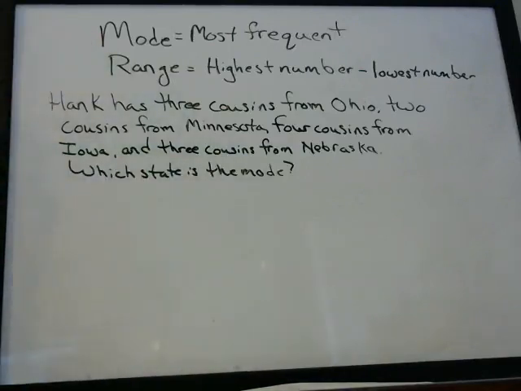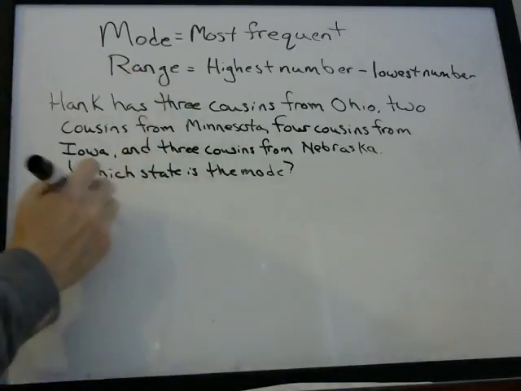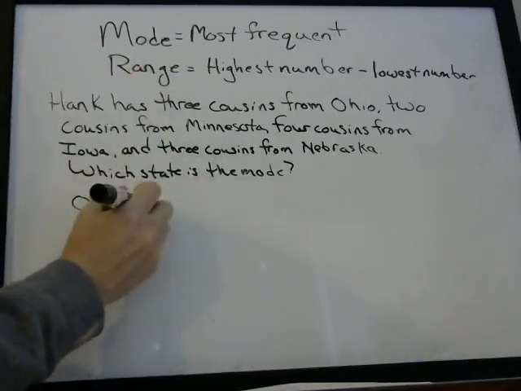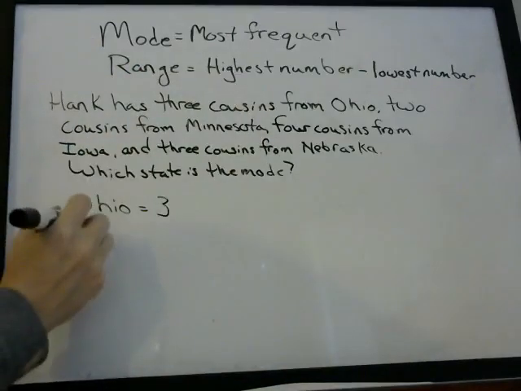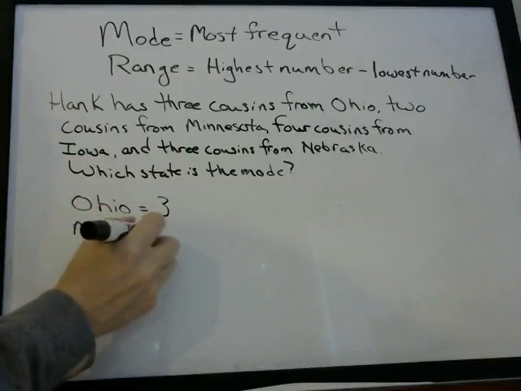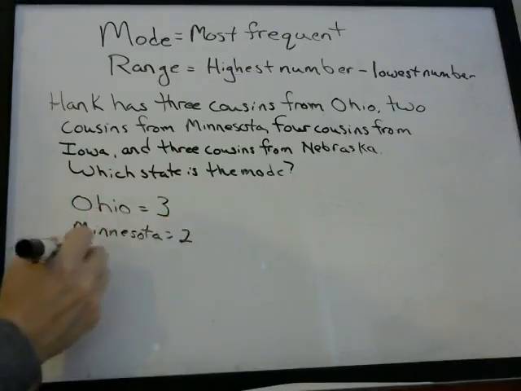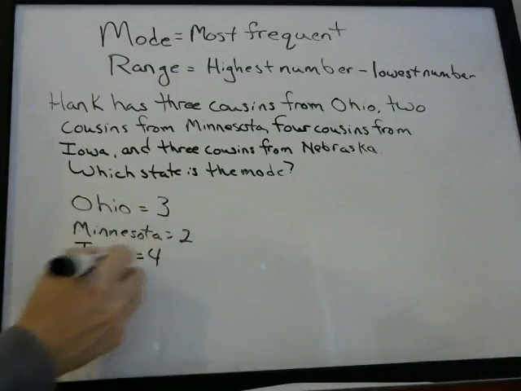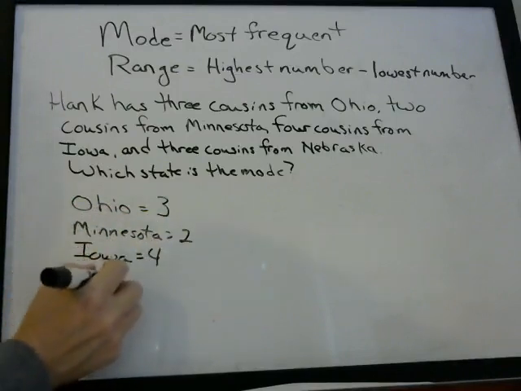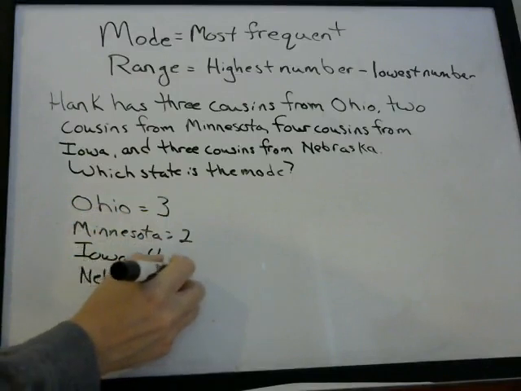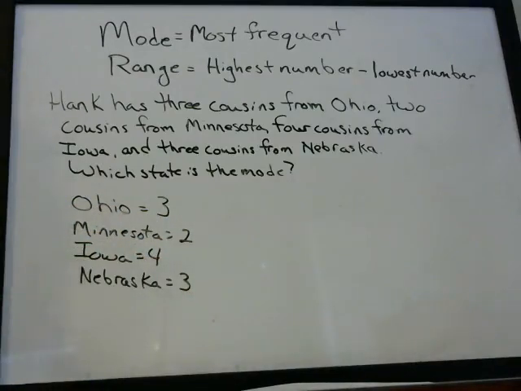So we just think about what they are asking. So he has 3 cousins from Ohio. So they're asking for the state, 2 cousins from Minnesota, 4 cousins from Iowa, and 3 cousins from Nebraska. So the mode is the one that occurs the most, which is Iowa. So the answer to this question would be Iowa. So don't get thrown off if they somehow throw a word problem in instead of giving you a straight data set like we did in the previous 2 examples.